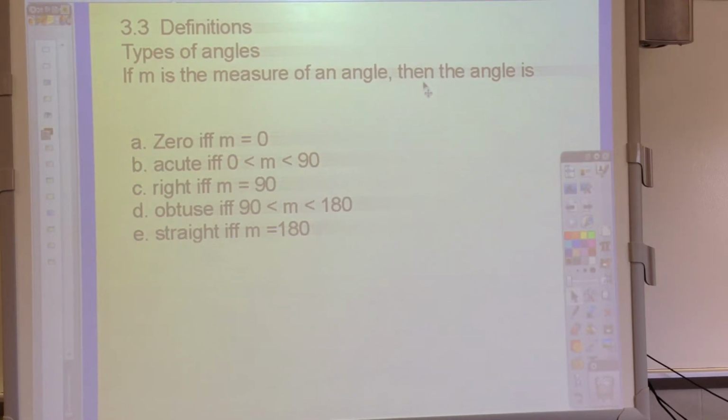An angle is a zero angle if and only if its measure is zero. An angle is acute if and only if its measure is between 0 and 90. An angle is a right angle if and only if its measure is equal to 90. An angle is obtuse if and only if the measure is between 90 and 180. And if the measure of an angle is 180, then the angle is straight.